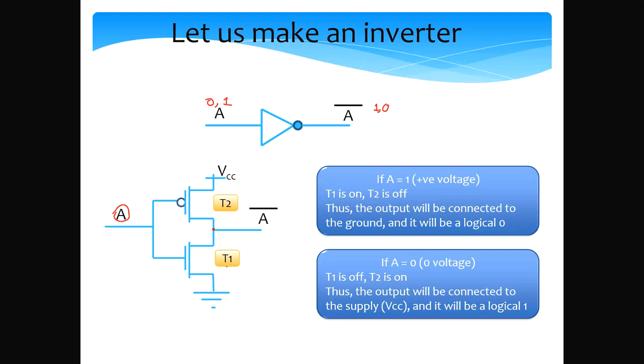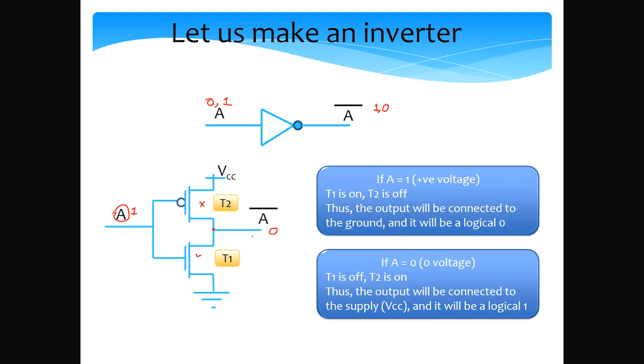Let's first see what happens if A is equal to 1, a positive voltage. In this case, T1 will conduct and T2 will not conduct. Effectively, the output terminal will get connected to ground. So if the input value is 1, the output, since it's connected to ground, will become 0. So it effectively works as an inverter.